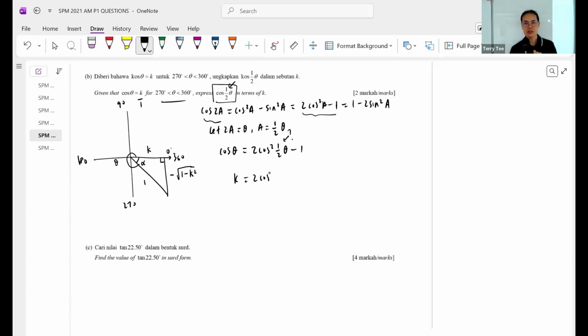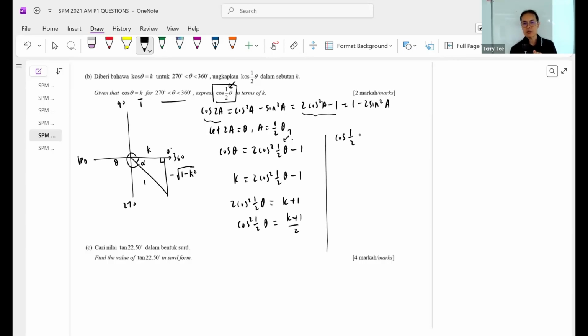This is 2 cos squared half theta minus 1. So can I bring it over? 2 cos squared half theta is now k plus 1. Then what do I do? I divide by 2. I get k plus 1 over 2. Lastly, we square root it.